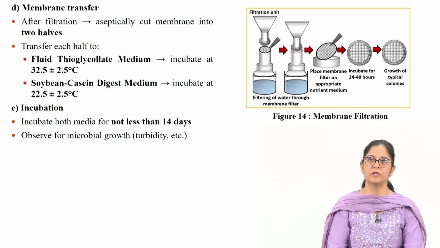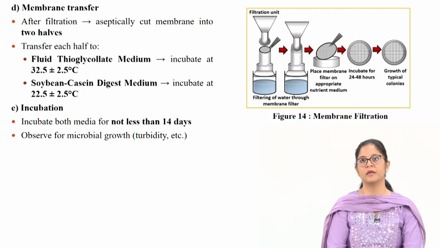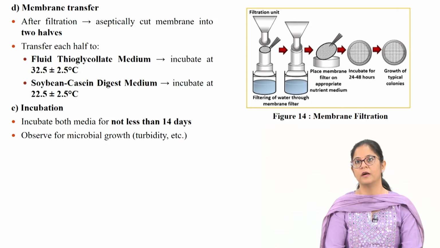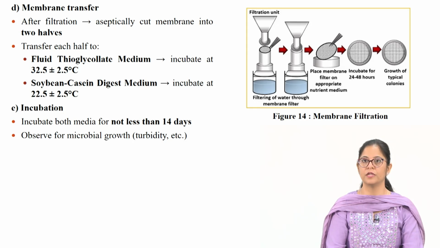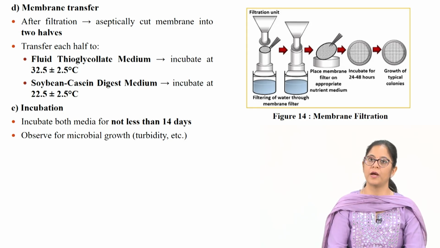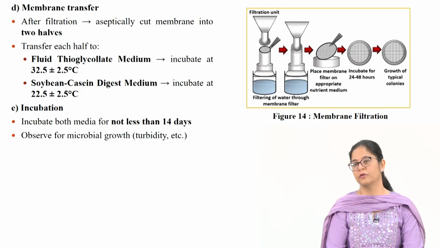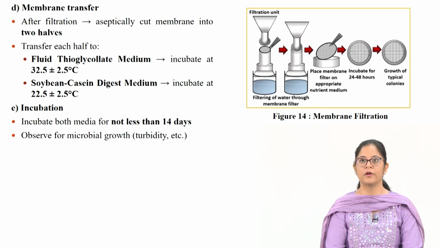After filtration, the membrane is aseptically cut into 2 halves. One is transferred into fluid thioglycolate medium and incubated at 32.5 degrees centigrade, and the second half is incubated in soybean casein digest medium, incubated at 22.5 degrees centigrade. Incubation in both the media should be for at least 14 days, and the growth pattern of the microbes has to be done. Indication of growth shows contamination of the product.